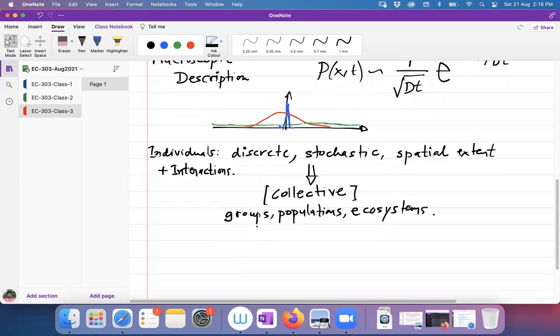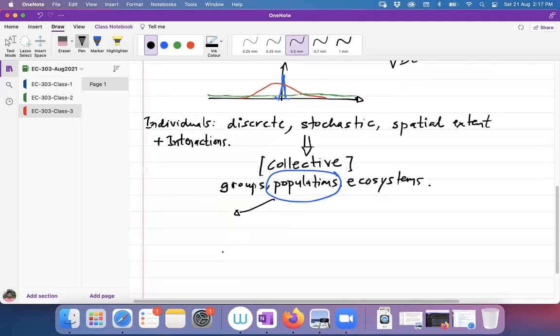So let's think about the type of models we studied in EC 201, the first course on theoretical ecology that I taught last semester. So what do we do there? We were mostly studying populations. So what was it that we were studying? We know that populations consist of individuals which are discrete, who have stochastic behaviors, and of course they are spread in space. So how did we write their descriptions? We wrote in the following way, for example.